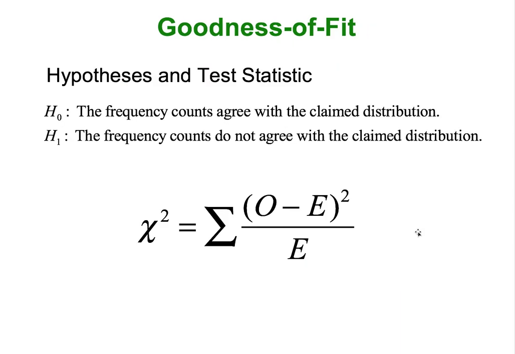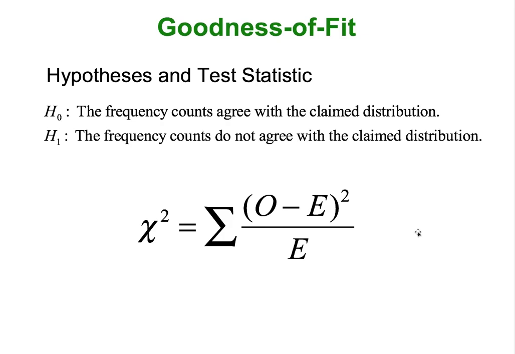And here are the hypotheses and the test statistic. These are always going to be the same, at least for us. The null hypothesis is that the frequency counts, that is the new distribution, agree with the claimed distribution, or the prior distribution that we have seen historically. H sub 1, the alternative hypothesis, is the complement of that, which is that the counts do not agree. So that's very simple, and you don't have to worry about assessing what the null is and what the alternative is.